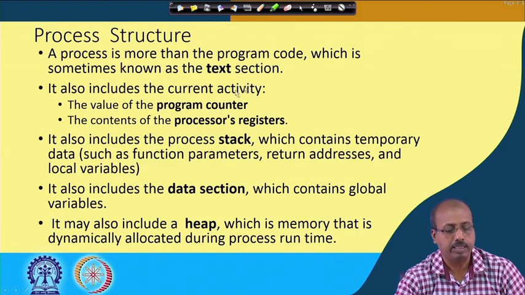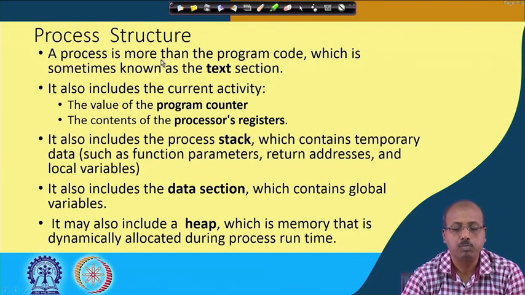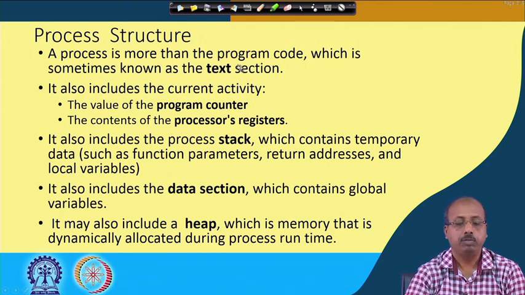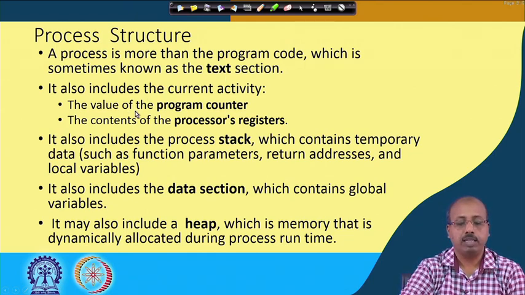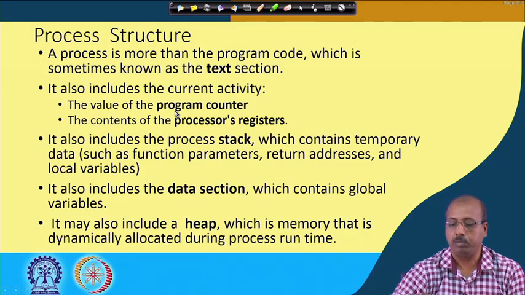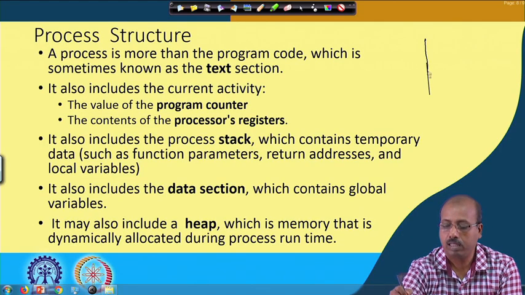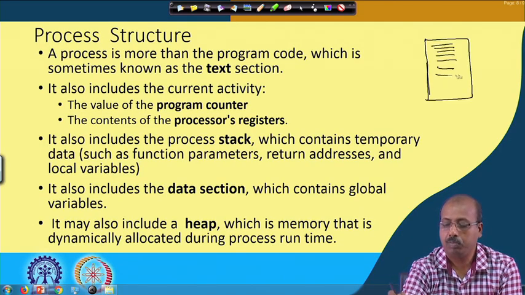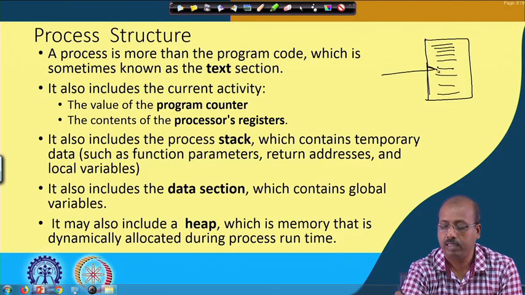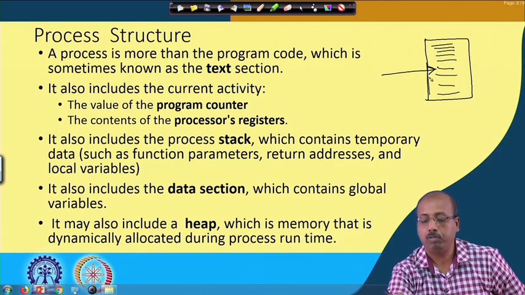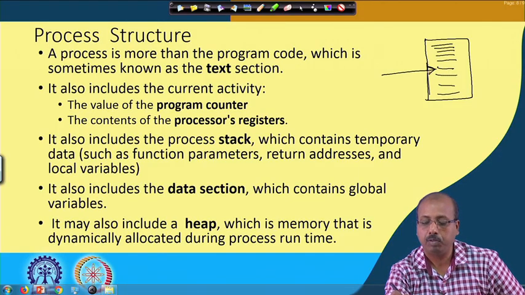So, this is telling us that a process is more than the program code, which is sometimes known as the text section. A process includes the value of the program counter. Whenever a program is executing, suppose I have a program and it is executing line by line. Suppose we are looking at this point. How do you identify this particular location in the program?